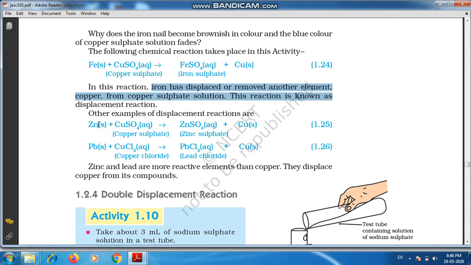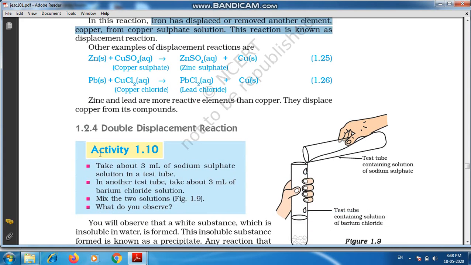Just another example, such as Zn plus CuSO4. What will happen? ZnSO4 forms and Cu will be displaced. The name itself says displacement reaction. Now one thing, please note it down. Zinc and iron are more reactive elements than copper.